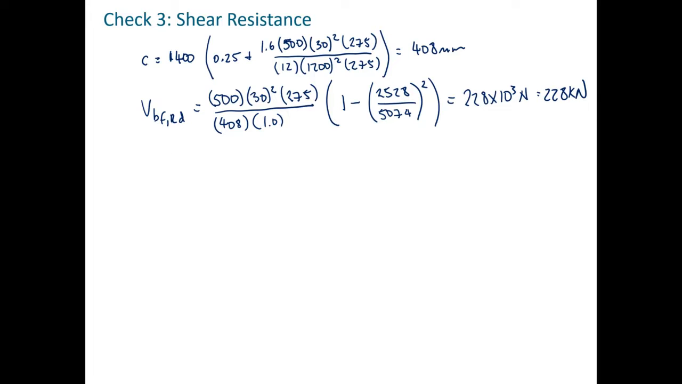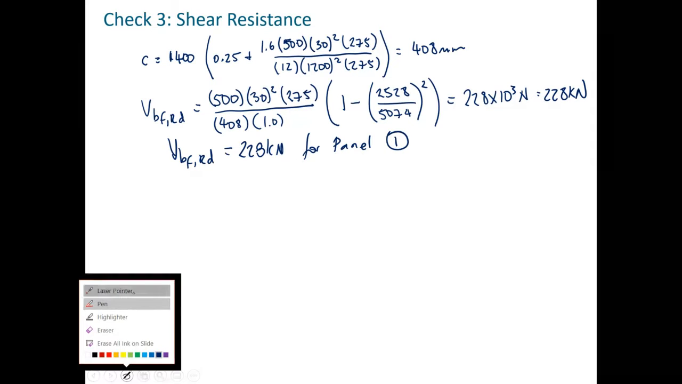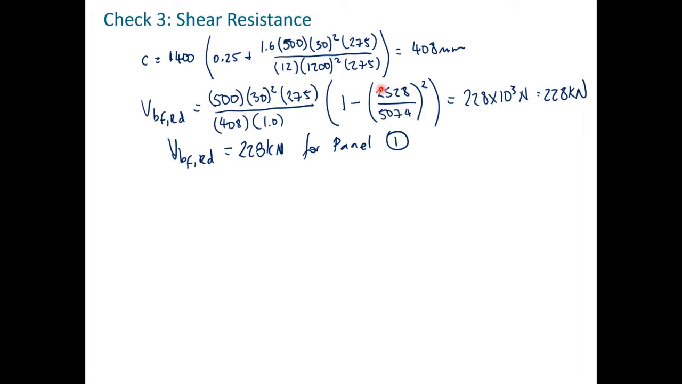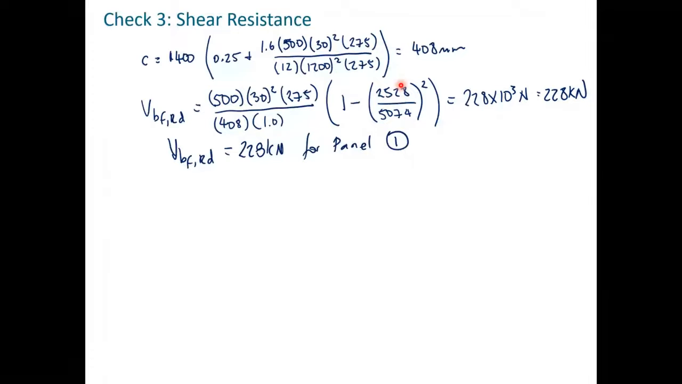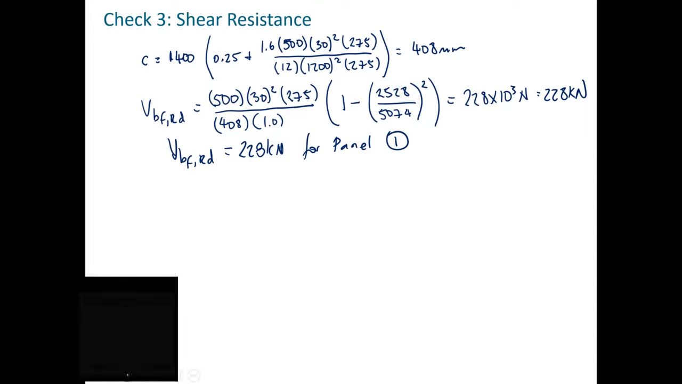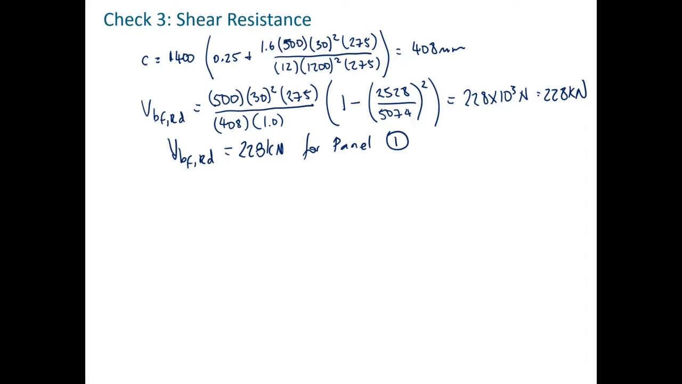Okay, so that's for the first panel that we're just checking, that's 228 kilonewtons for panel 1. It's specific to panel 1 because we put in the moment demand for panel 1. So for panel 2, the moment demand will be higher, but the shear demand will be lower. So we need to check every individual panel.